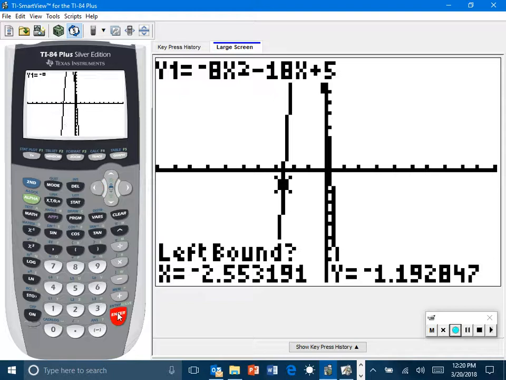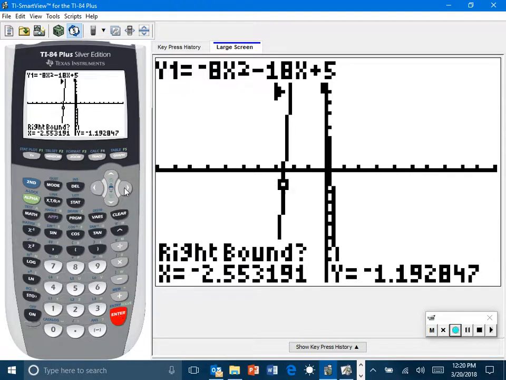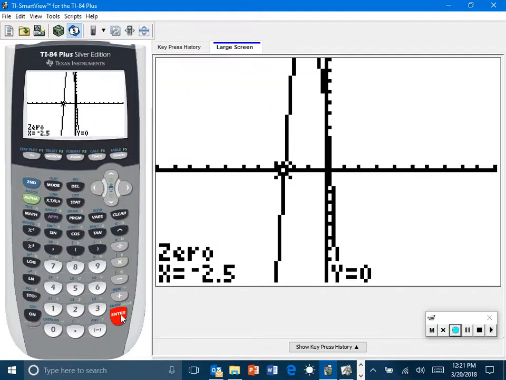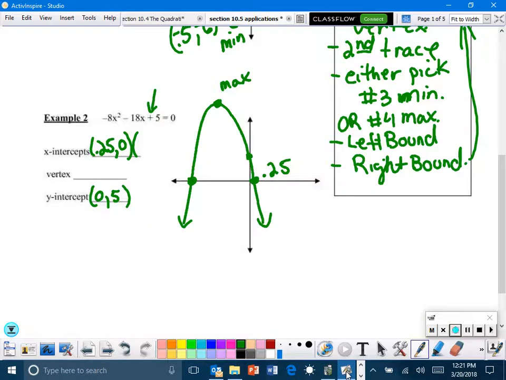Enter once. Now I'm going to move it above. Now I'm on the right side. I'm going to hit enter twice. And voila. Aha, my other zero is negative 2.5. So this is negative 2.5.